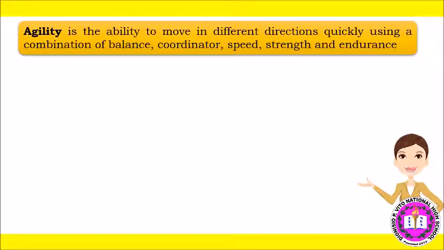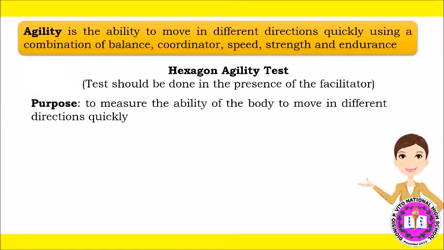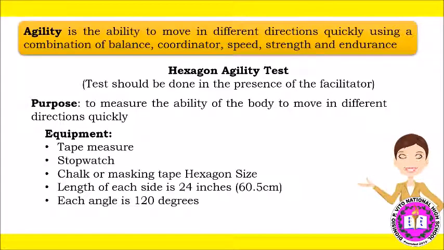Agility is the ability to move in different directions quickly using a combination of balance, coordination, speed, strength, and endurance. Hexagon Agility Test. Tests should be done in the presence of the facilitator. Purpose: to measure the ability of the body to move in different directions quickly. Equipment: tape measure, stopwatch, chalk or masking tape. Hexagon size: length of each side is 24 inches or 60.5 centimeters. Each angle is 120 degrees.